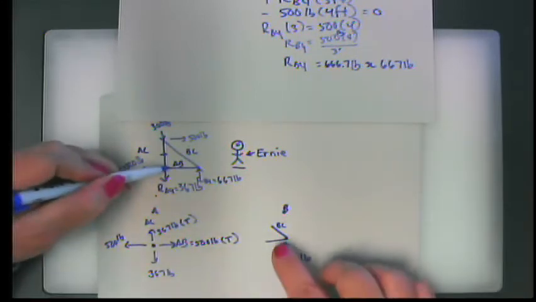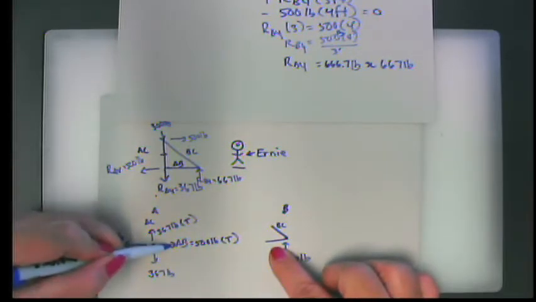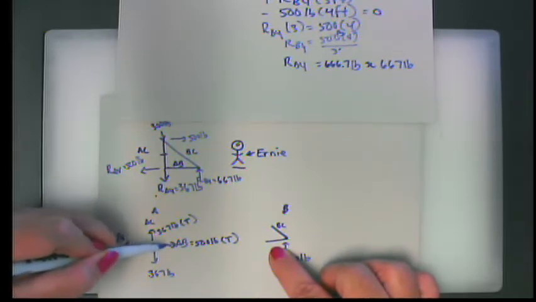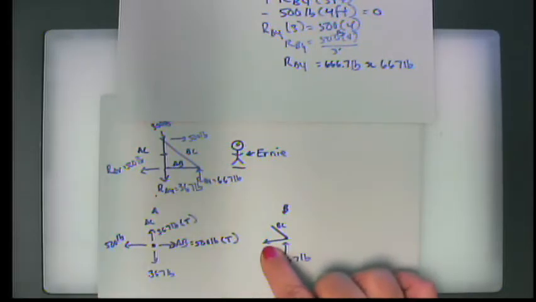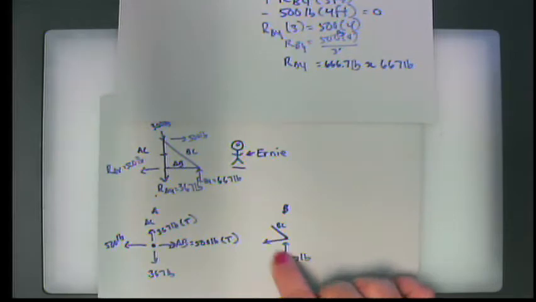Now let's look at AB. I know that my magnitude is AB. I know that it is pulling on the joint. At joint A, that means that it looks like this, but at joint B, it looks like this. In other words, it's still pulling on the joint.